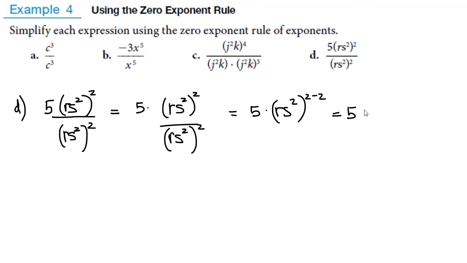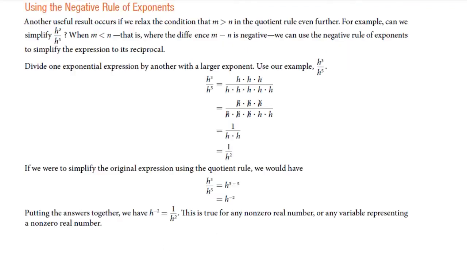5 times RS squared to the power 0, that's 5 times 1, which of course is just 5. Next, we're going to talk about the negative rule of exponents. So we're going to relax the condition even more, that m has to be greater than n, and just say it can be anything. So let's consider our example here.